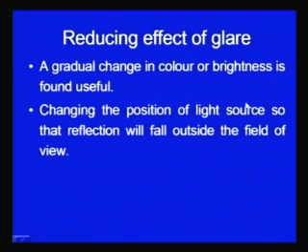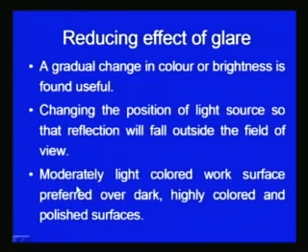So, changing the position of the light source can be one way to reduce the effect of the glare, or a gradual change in color or brightness also helps to reduce the glare. Therefore, a moderately colored work surface is generally preferred over dark, highly colored and polished surfaces, because there will be more chances of getting reflections from the dark, highly colored and polished surfaces compared to light colored work surfaces. And these are some of the things which can be done to reduce the adverse effect of the glare.